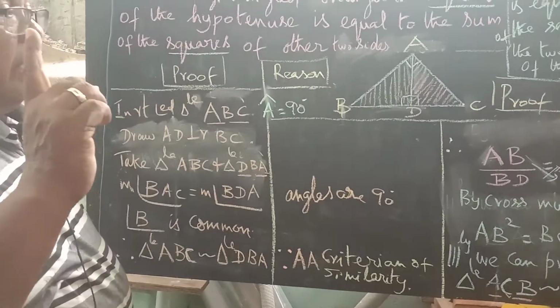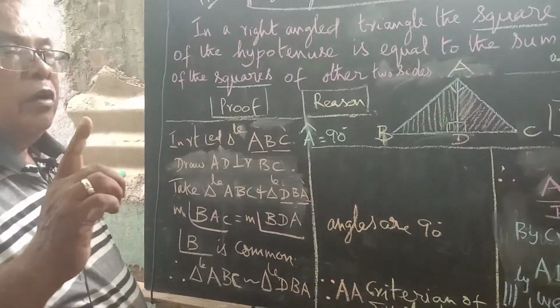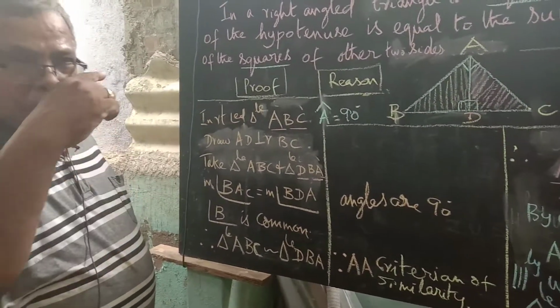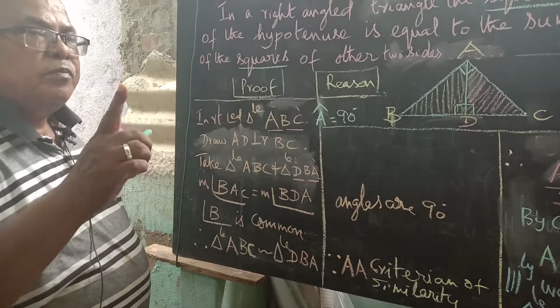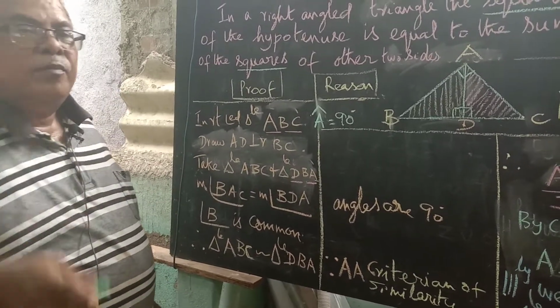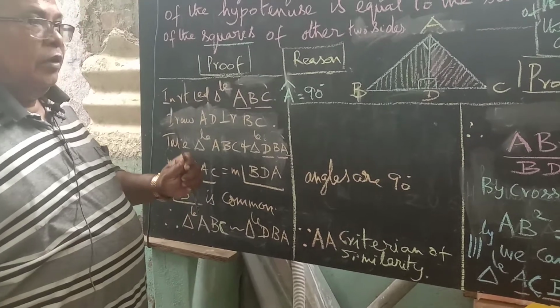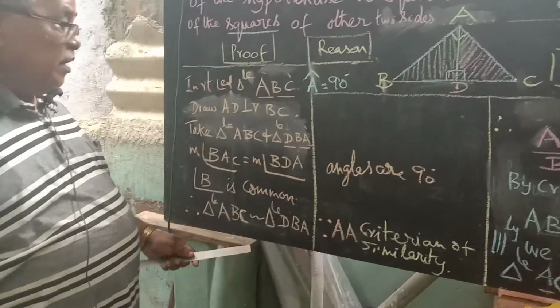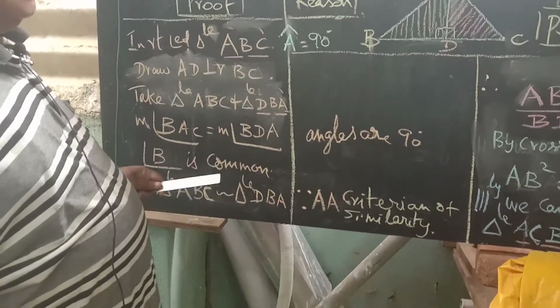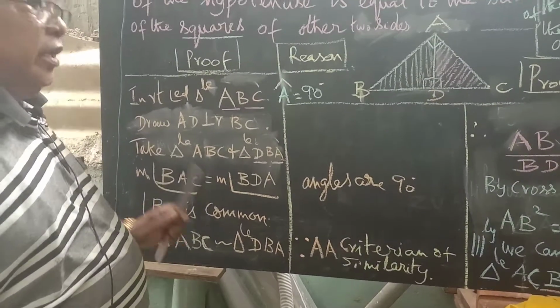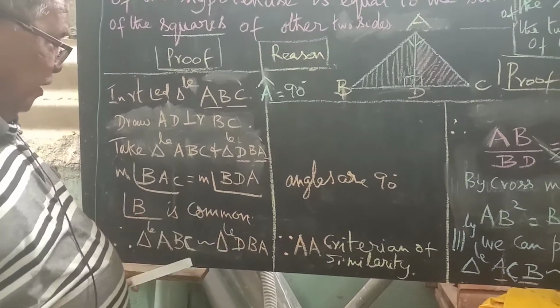Then on the other day, in the former class, I taught you the difference between congruent triangles and similar triangles. Similar triangles means the ratio between the corresponding sides is equal. That is the result for similar triangles.